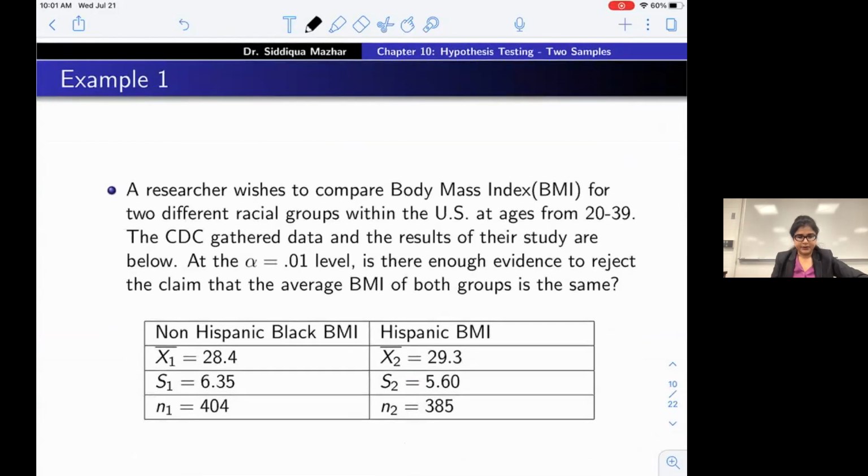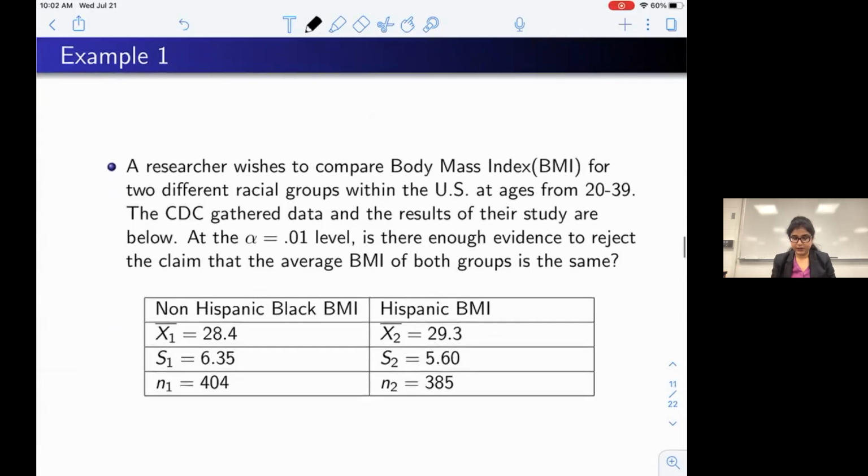So what is example 1? Example 1 says a researcher wishes to compare body mass index for two different racial groups within the United States at the ages from 20 to 39. Body mass index is somewhat the ratio of your height with your weight. So that gives you the body mass index. The CDC, the Centers for Disease Control, gathered the data and the results of their study are given below.